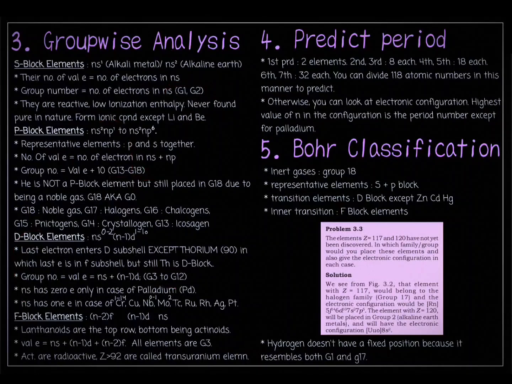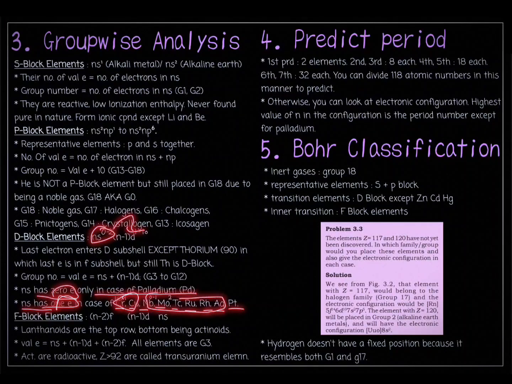And I told you that this ns can be 0 to 2. So it has 0 electrons only in the case of palladium, and all 10 electrons are in d. And ns has 1 electron in the case of chromium, copper, niobium, molybdenum, technetium, ruthenium, rhodium, silver, and platinum. This is in the 3d series. These many are in the 4d series and this is the 5d series.